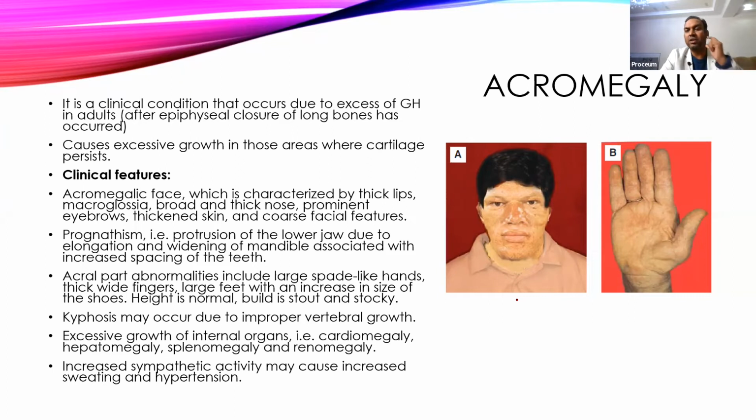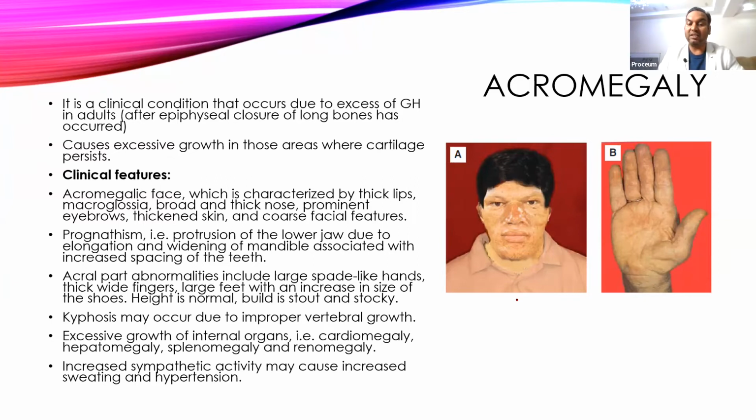And many times it is associated with disturbance in the TM joint, or malocclusion between the teeth, and because of overgrowth of the lower jaw, it can also cause increased gaps between the teeth. So those things also can be seen. Then there are large hands, thick fingers, and large feet. Because of improper growth of the vertebral column, it can cause kyphosis also. Then internal organs can grow excessively and lead to cardiomegaly, hepatomegaly, splenomegaly, or renomegaly.